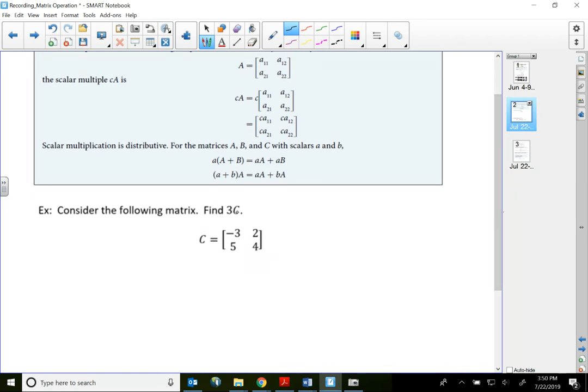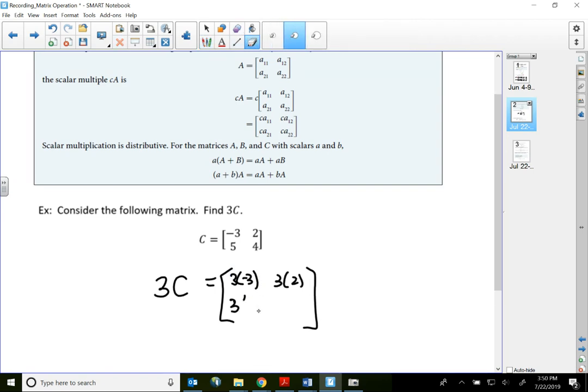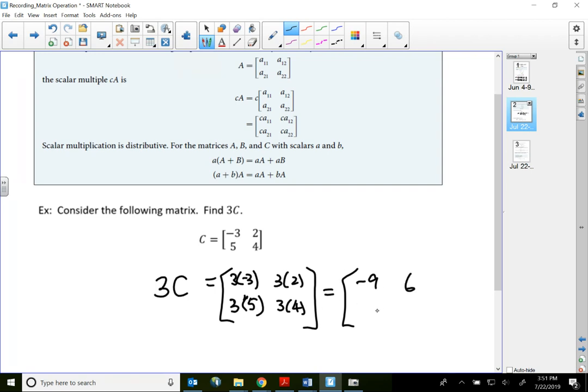So with this matrix, find 3 times matrix C. 3 times matrix C simply means I will take a 3 and multiply every entry of my C. So 3 times negative 3, 3 times 2, 3 times 5, and 3 times 4, right? Row 2, column 2 is 4. So my resulting matrix would be negative 9, 6, 15, and 12. All right, that's called a scalar multiplication.